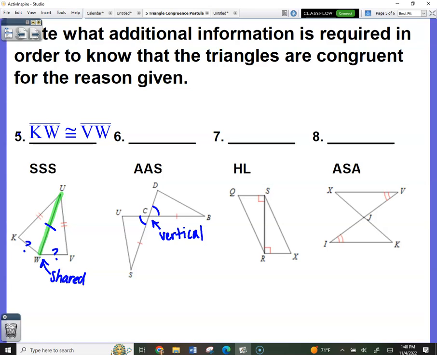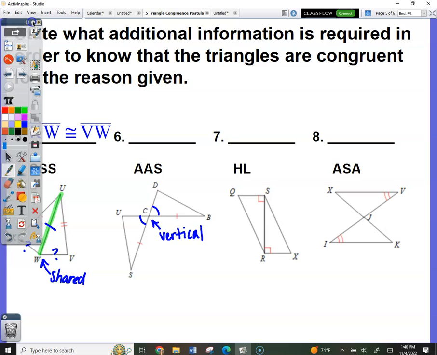Okay, and they want us to use the shortcut AAS. Highlight the side, like we've been doing in all the other problems. Highlight the side that's congruent. So that takes care of the S part, right? Because it's already there. Y'all with me?